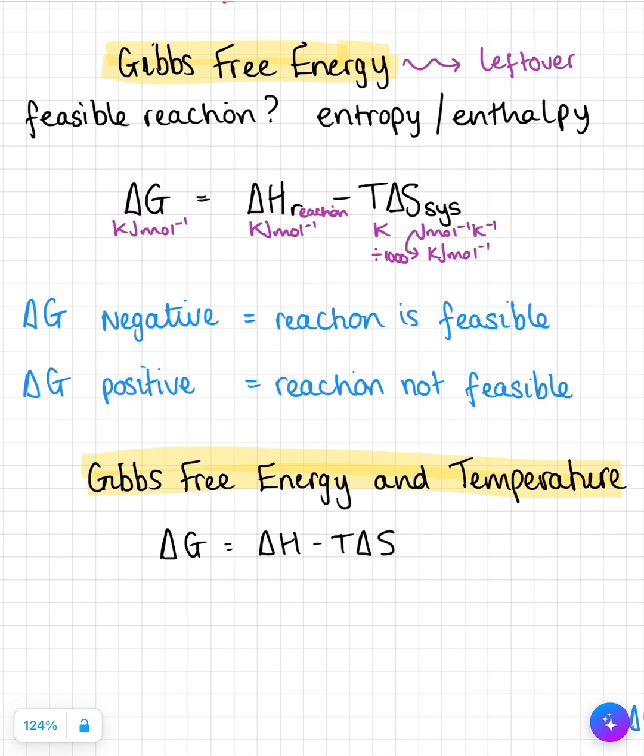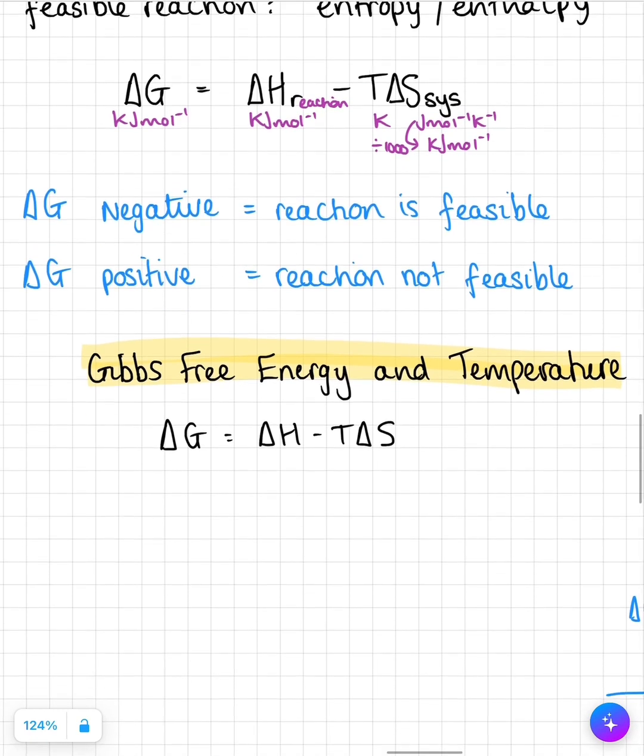Now when we calculate Gibbs energy using data that is typically given to you, we will either end up with positive or negative values of Gibbs. And this will tell us whether our reaction is feasible or not. So when delta G is negative, the reaction is feasible and is likely to occur. When Gibbs is positive, the reaction is not feasible and unlikely to occur.